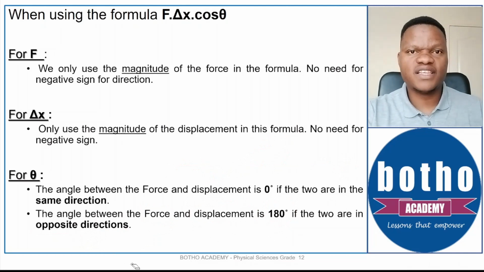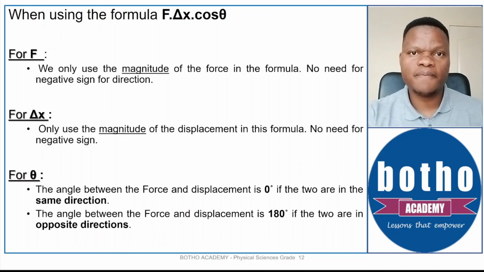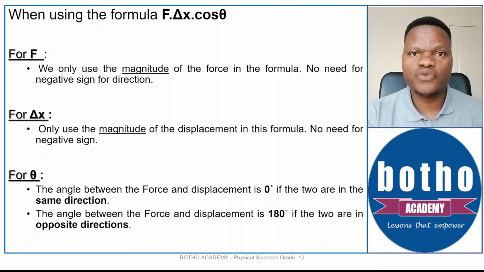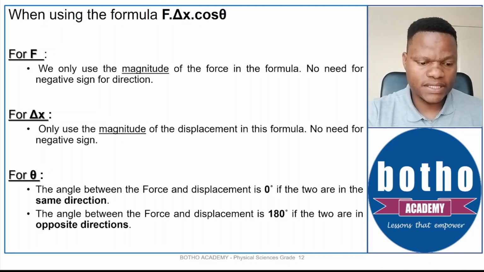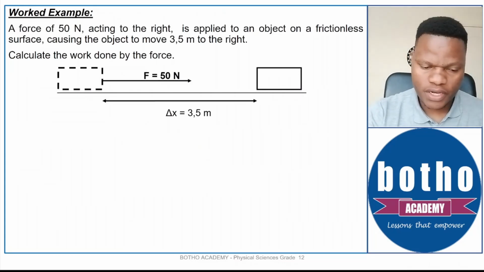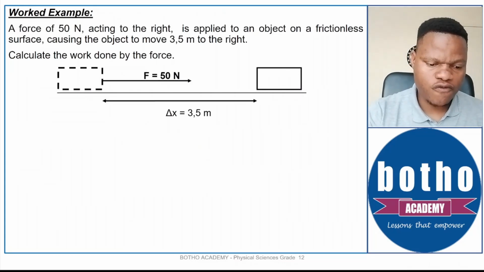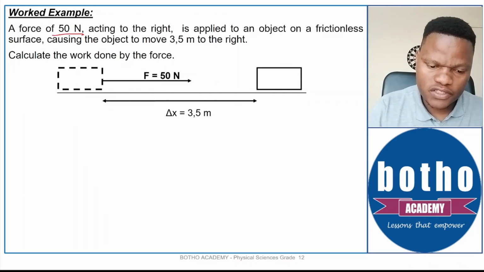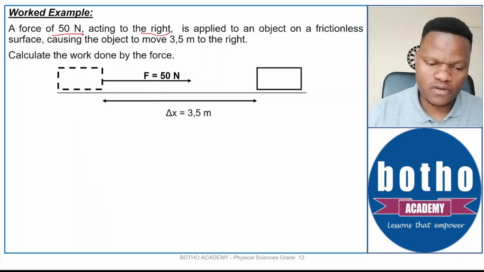All right, so those are the three things that I need you to consider when you are using the formula F delta x cos theta, which is the formula for work done. All right, here is a worked example. Let us quickly go through it. Here you have a force of 50 newtons. You've been given the magnitude of the force. It's moving to the right. That's the direction of the force.